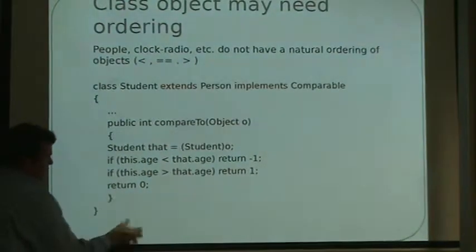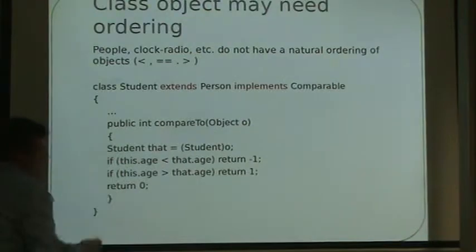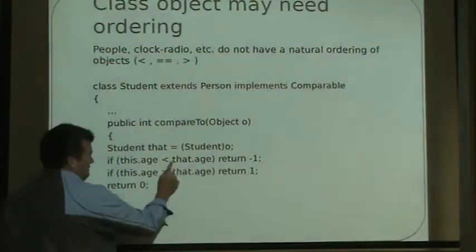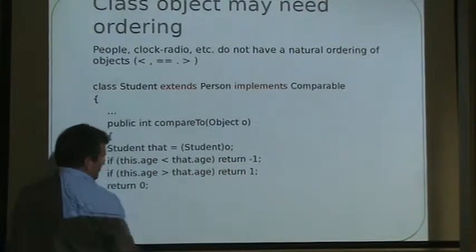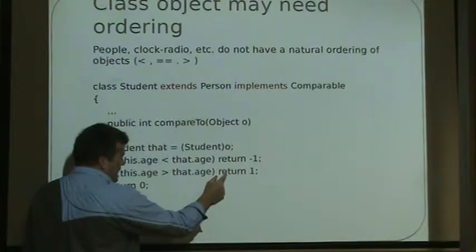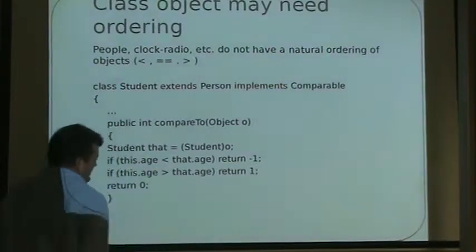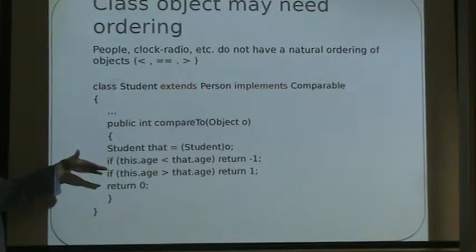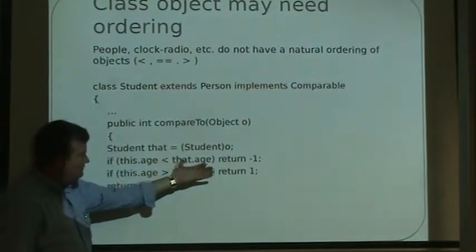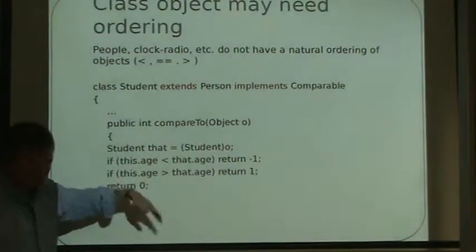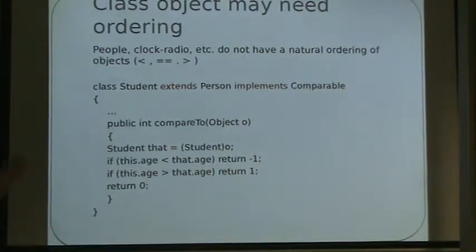We're going to compare this to that. And then our object is referred to by the this pointer. So we can say if our age is less than the other one's age, then we return -1. If our age is greater than the other one's age, we return +1. Otherwise, we return a 0. So we're defining what it means to be greater than or less than. So we're using age. Whoever's older is considered greater. But we could have done anything, right?